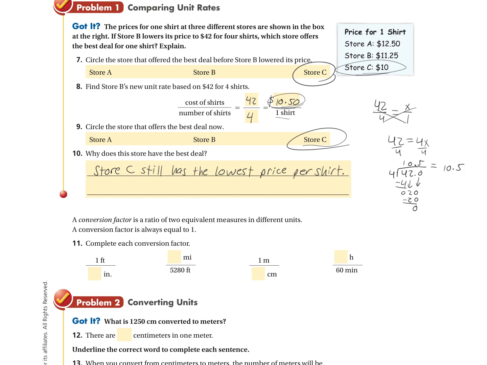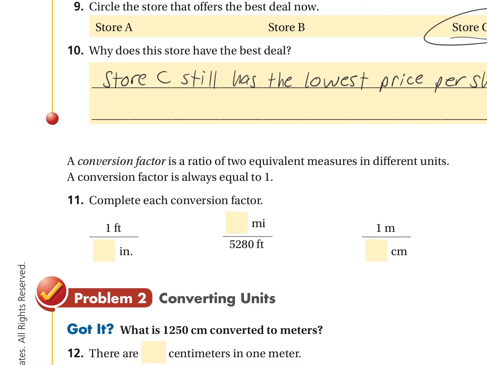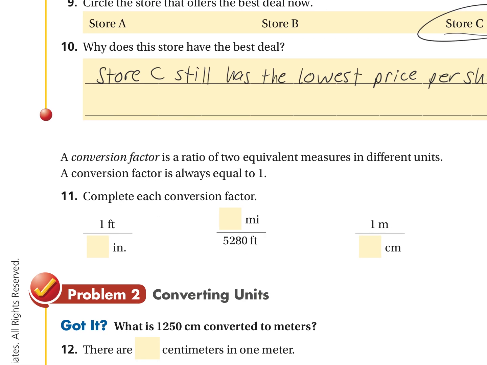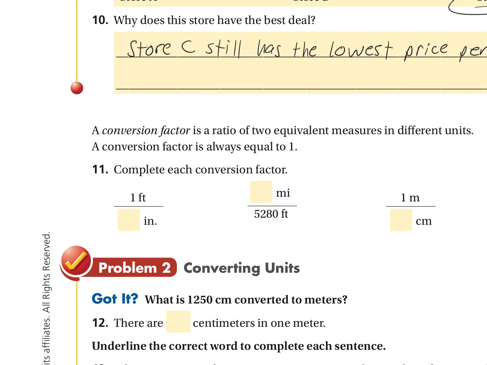So this next section explains that a conversion factor is a ratio of two equivalent measures in different units, and the conversion factor is always equal to 1. That means they are equal. So let's complete each conversion factor.